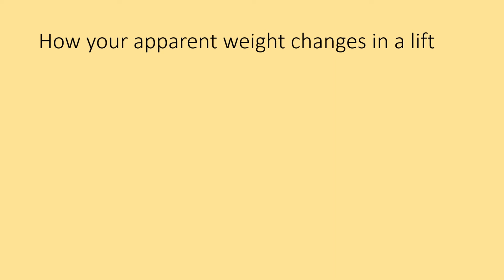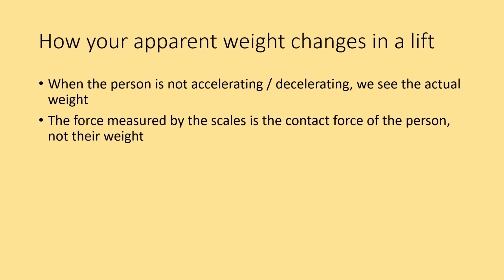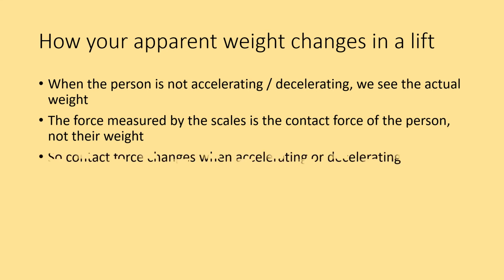Okay, so when you're in a lift, your apparent weight changes, as we've just seen. But why? When you're not accelerating or decelerating, when you're at a constant velocity or stationary, you see the actual weight. But the force measured by the scales, that's the contact force of the person, not necessarily the weight. It equals the weight when you are at constant velocity. So the contact force changes when accelerating or decelerating. Now let's for a moment actually clarify the middle point. The force measured by the scales is the contact force of the person, not their weight.